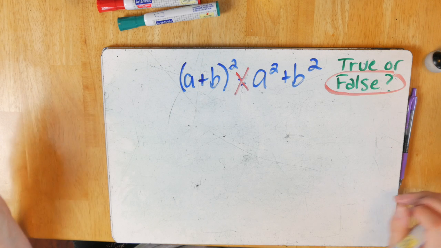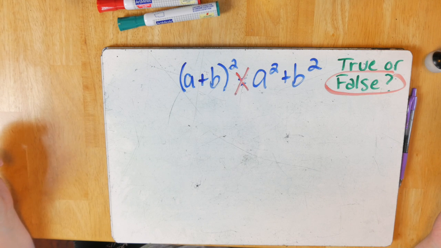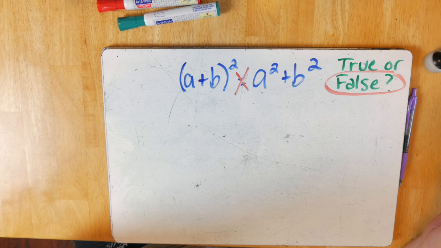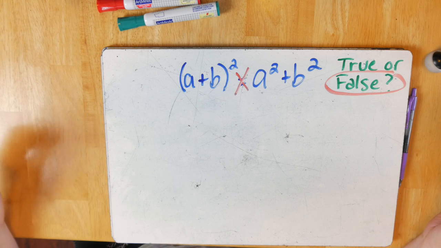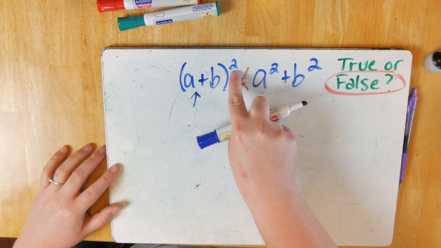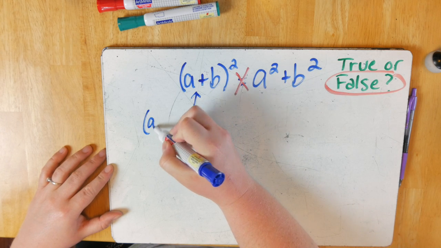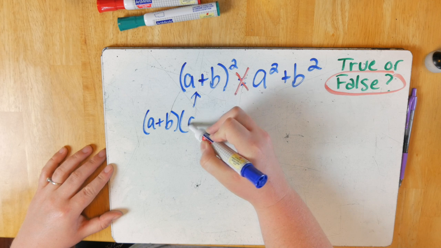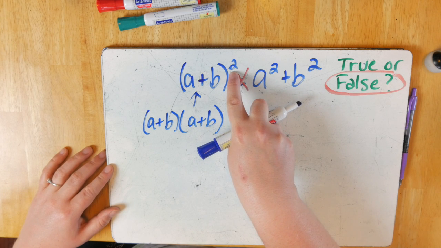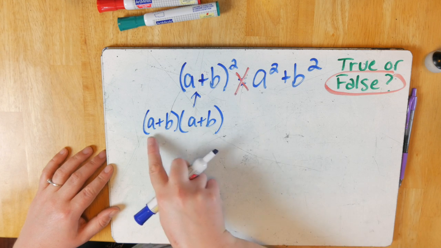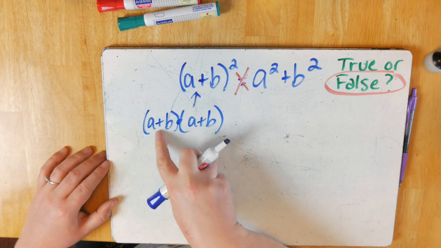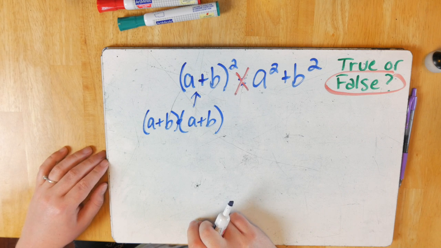I'm a big fan of the area model because it does a great job of showing why things work, as well as laying out our work in a manageable way. So first of all, a plus b quantity squared is the same as a plus b times a plus b, because squaring something means you take that thing and you multiply it by itself twice. So that's how we're taking a plus b and we're multiplying it by itself twice.